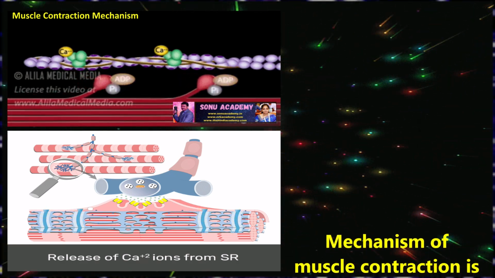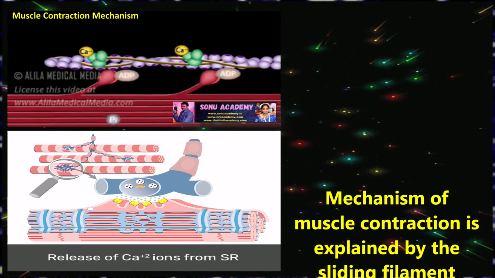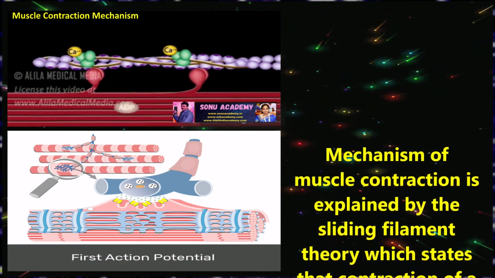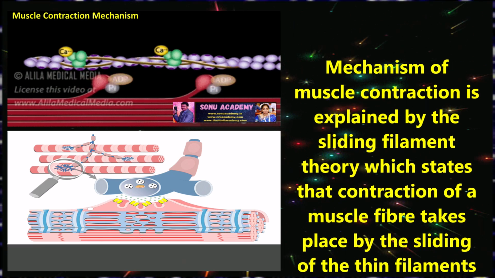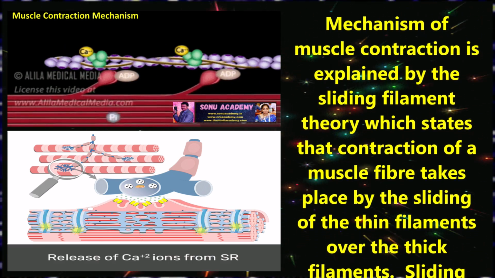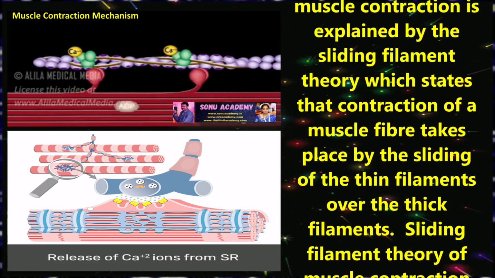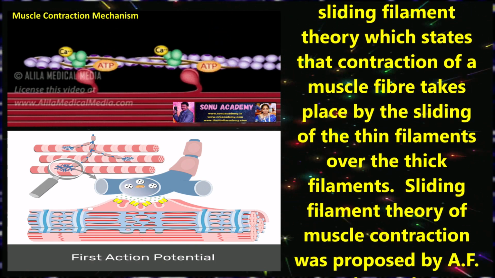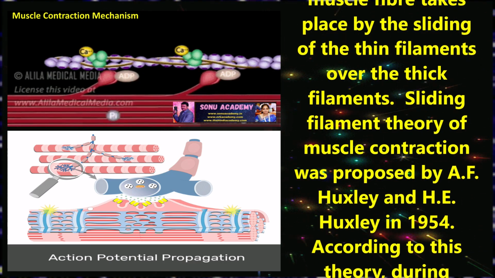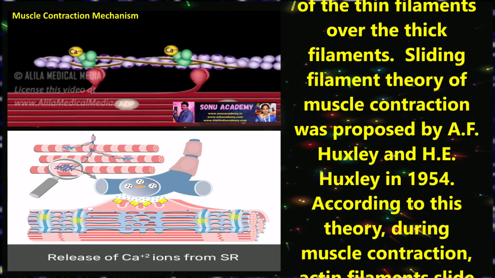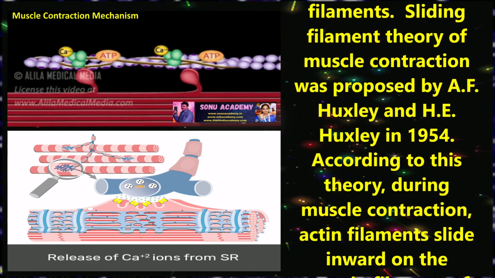Children, let us discuss the muscle contraction mechanism. The mechanism of muscle contraction is explained by the sliding filament theory, which states that the contraction of a muscle fiber takes place by the sliding of the thin filaments over the thick filaments. The sliding filament theory of muscle contraction was proposed by A.F. Huxley and H.E. Huxley in 1954.